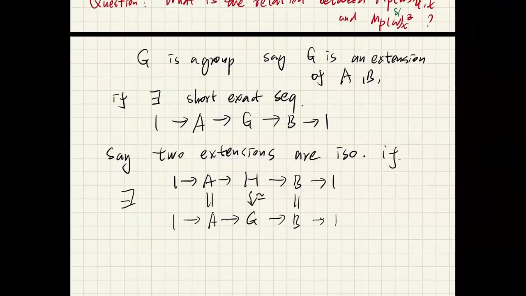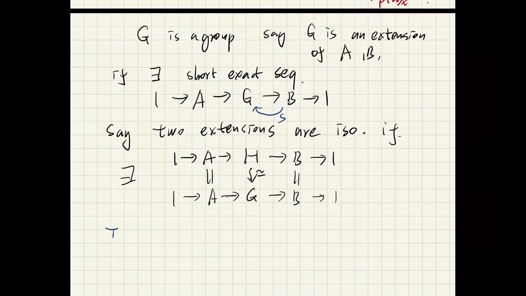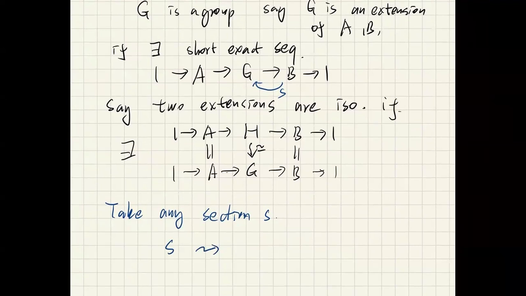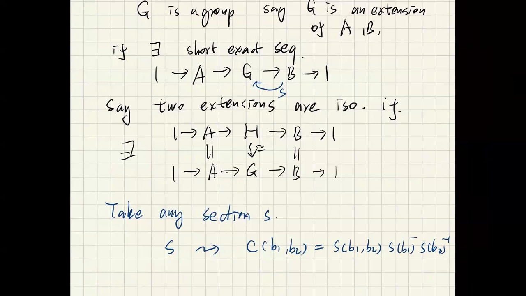So for each extension, you take any section S. So then this S will give you a cocycle. So that's C1, G, C. I think I should call them B1, B2. This is defined to be S(B1, B2) and the S(B1)S(B2) inverse, B1 inverse, maybe B2 inverse, B1 inverse.